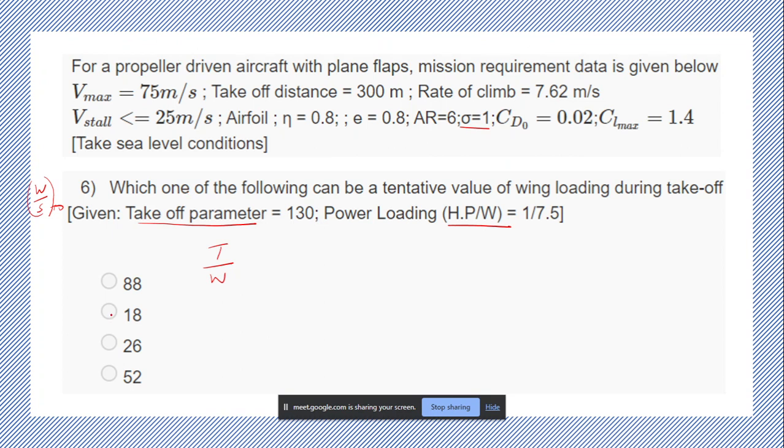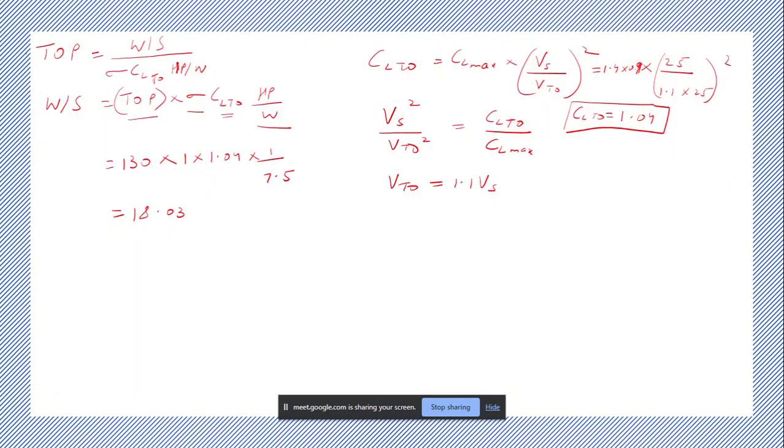So it will be something here. They haven't given the units here, so we are going to presume that it is in Newton per meter square, because that is the standard W by S. In the previous case, the options were given in kg per meter square, so we had to divide by g. In this case, the units are not given, so we'll presume it is the standard units.